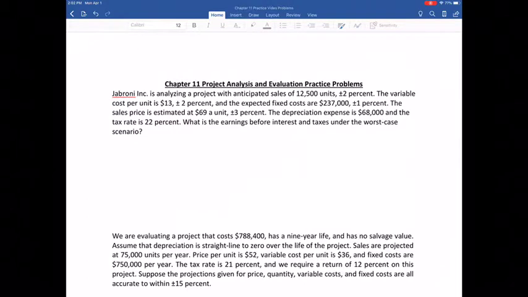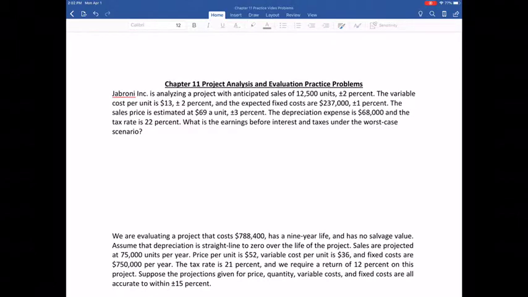So there are two main types of scenarios or analyses that are conducted in this chapter. One is a scenario analysis, which asks what-if questions. Basically, we have a base case, which is our initial projections, and then we run a best-case scenario and a worst-case scenario. And then our second type of analysis would be a sensitivity analysis, which is when you change one input and see how sensitive your net present value is to changes in that one particular input.